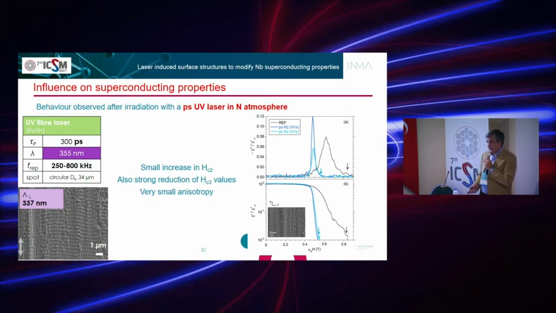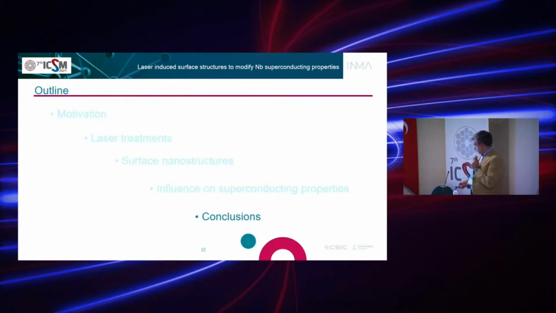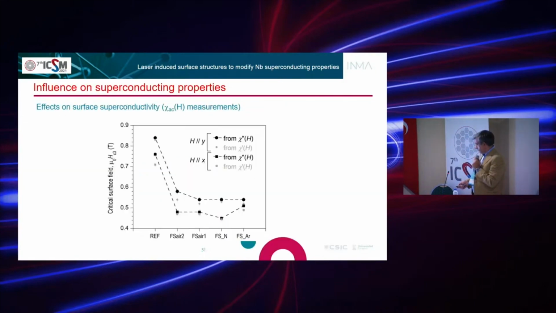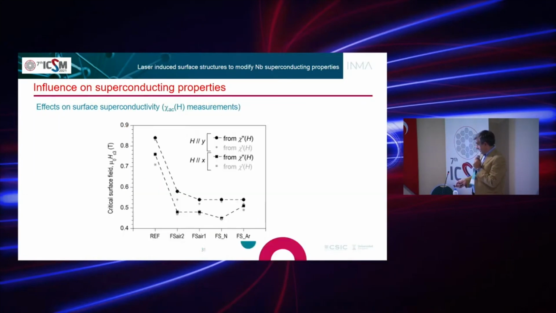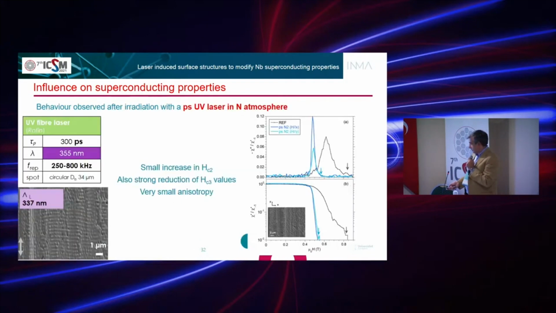In the other sample, clearly, you see a small anisotropy. So this is different, and you see the AC3 is different when you apply the magnetic field parallel or perpendicular to the nanostructure. In the case of this sample that we processed with the 300 picosecond UV laser, the nanostructure is completely different, and you reduce this anisotropy.